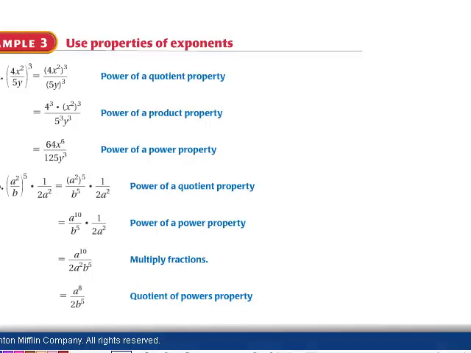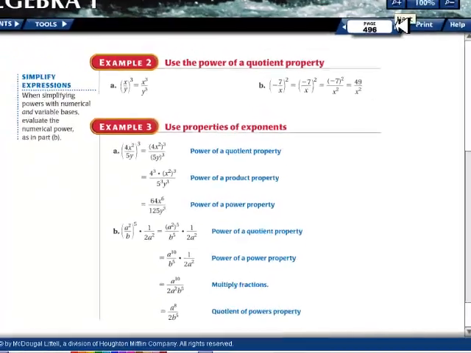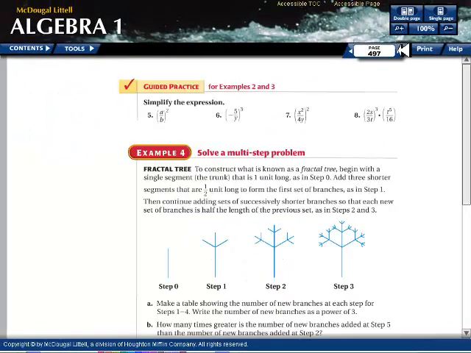All right, let's go to the next page and see what we've got on there. Guided practice, examples 2 and 3. So simplifying those expressions. A is squared and b is squared. A squared over b squared.